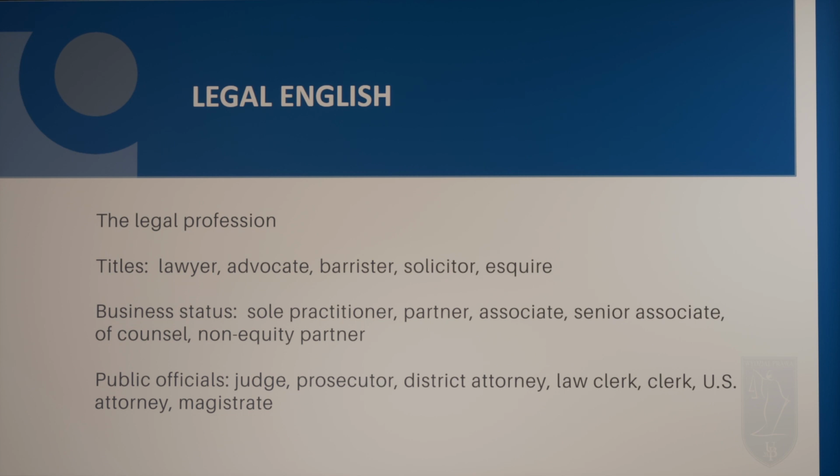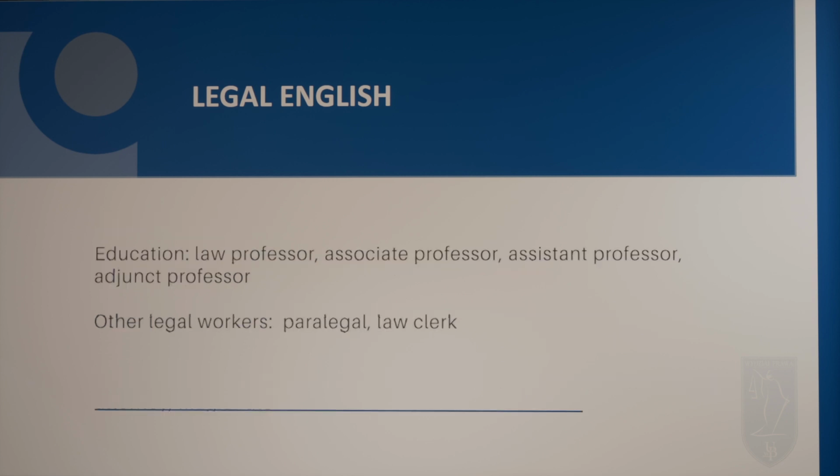A U.S. attorney is most often in the United States system, which is a federal system. This is a federal prosecutor. A magistrate is a lower level judge. Sometimes these are elected. They could deal with some traffic problems or very minor issues. And so it is a kind of judge, but of a lower status.